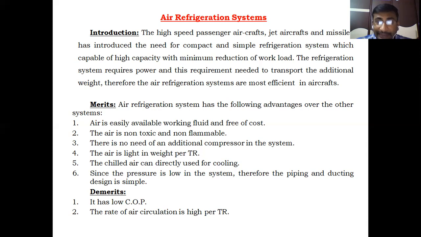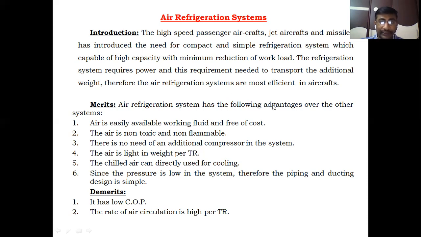The air can be directly involved in the cooling process in the cabin without any harm to human beings, because air is non-toxic and non-flammable. And the sixth one is pressure is low in the system, because air has low pressures, therefore the design of piping and ducting is very simple. Simple design is needed for the air refrigeration system because of the low pressures. These are the 6 advantages of the air refrigeration system.